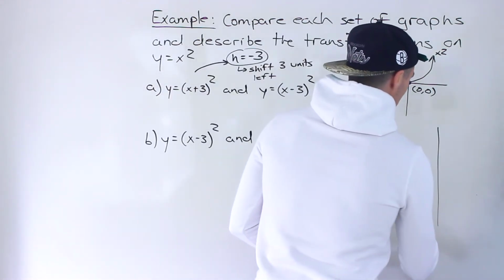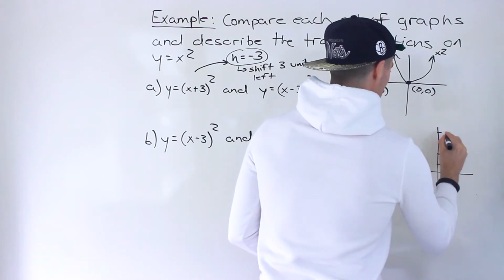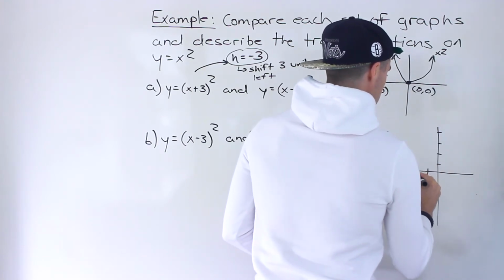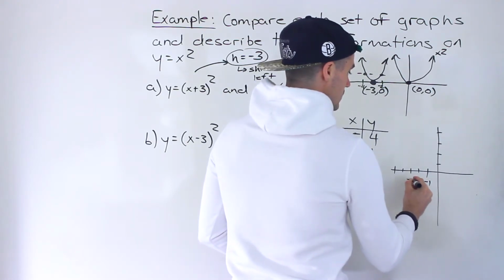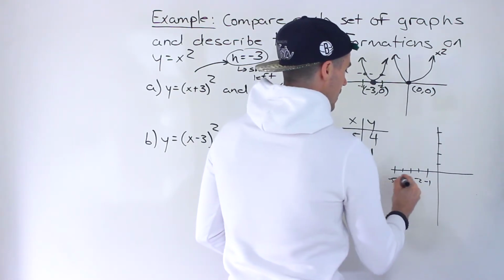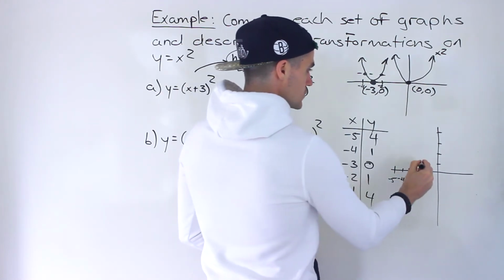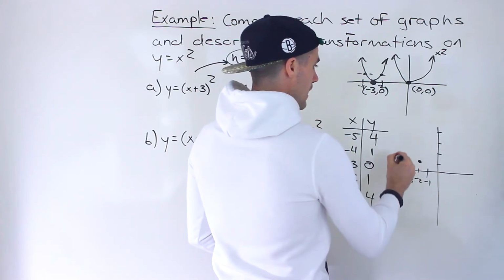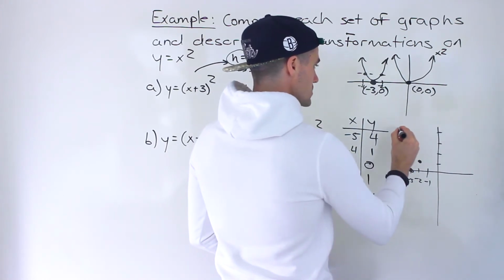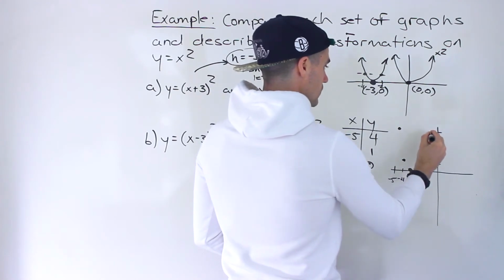When we graph it, we'll have 1, 2, 3, 4 and 1, 2, 3, 4, 5, then -1, -2, -3, -4, -5. So we start at (-3, 0). Then we'll have (-2, 1), (-4, 1), (-5, 4), which is up here, and (-1, 4), which is up here.